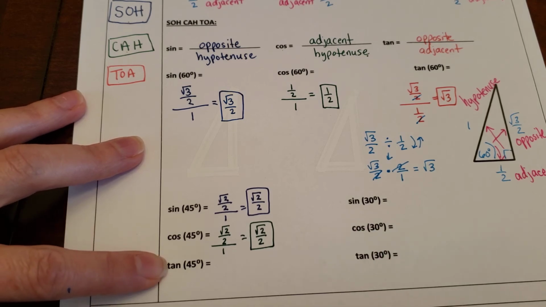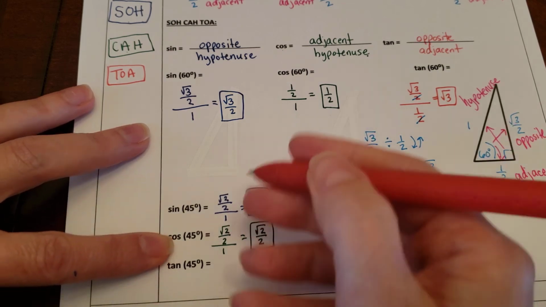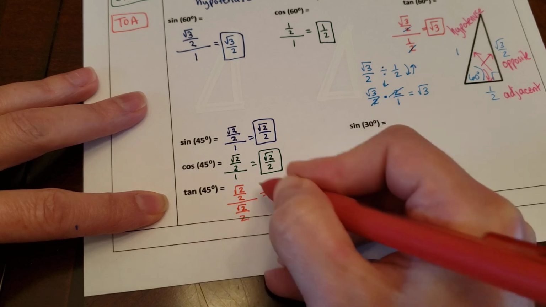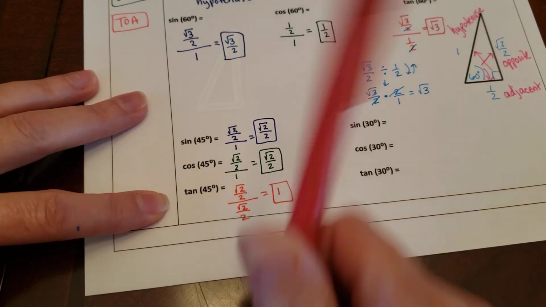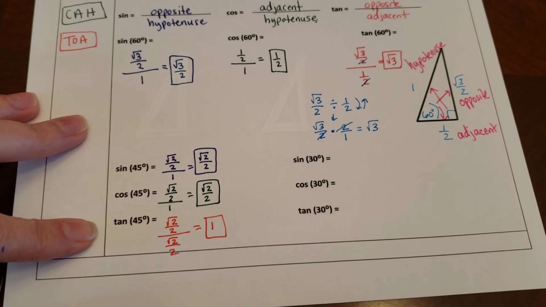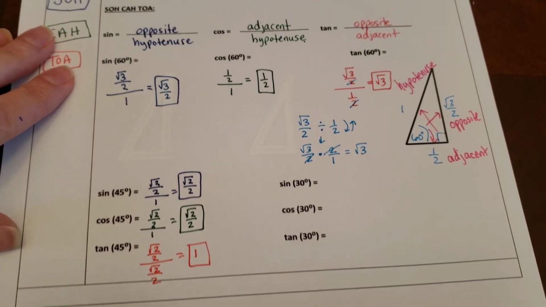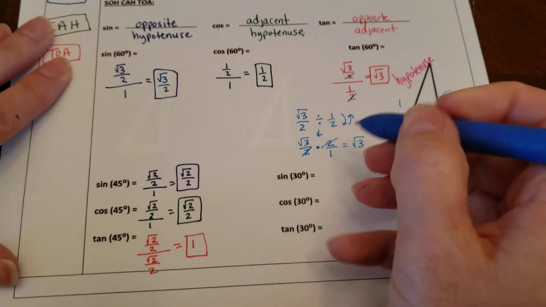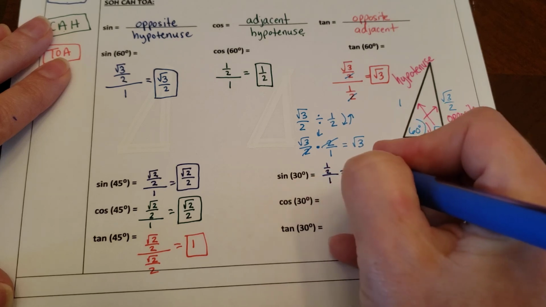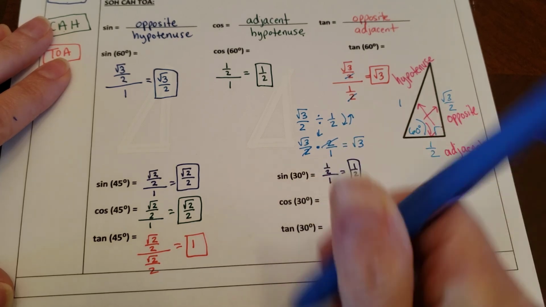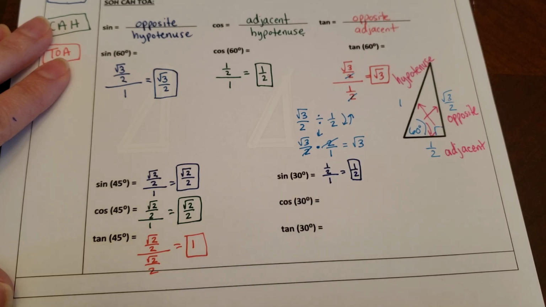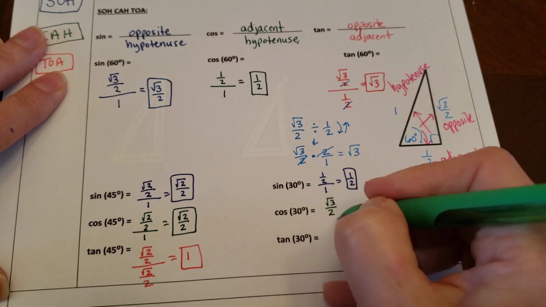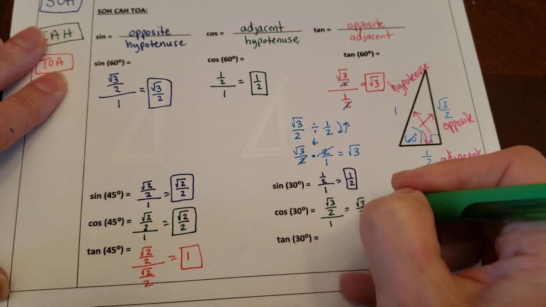Tangent now is going to be opposite over adjacent. Opposite was radical 2/2. Adjacent is radical 2/2. When you have the same thing on top and bottom, it just cancels to be 1. Sine of 30 degrees. So if I go to my 30-degree triangle, I want opposite, so 1/2 over hypotenuse, which is 1. And you can totally eliminate the step that I'm putting here with this 1. You don't need to do it. Again, I'm just trying to show a little bit extra. Cosine will be adjacent, so it'll be a radical 3/2 over 1, which again is just radical 3/2.